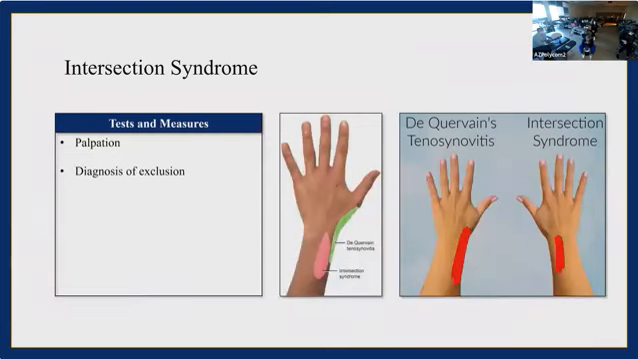This is the difference between DeQuervains and intersection syndrome, is the location of pain. Two pictures are to help you try to differentially diagnose. The symptoms are almost identical. Intersection syndrome is more dorsal, right? And DeQuervains is more radial.